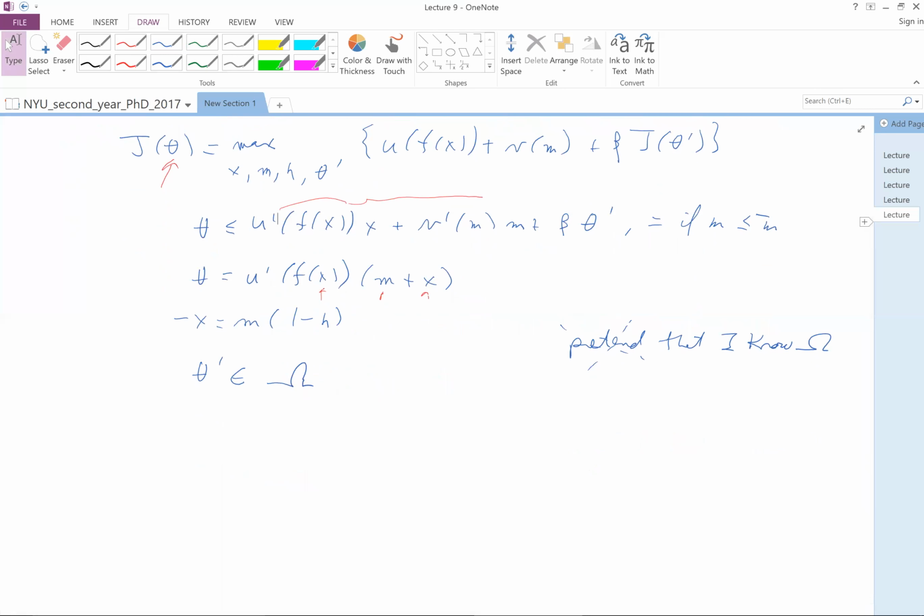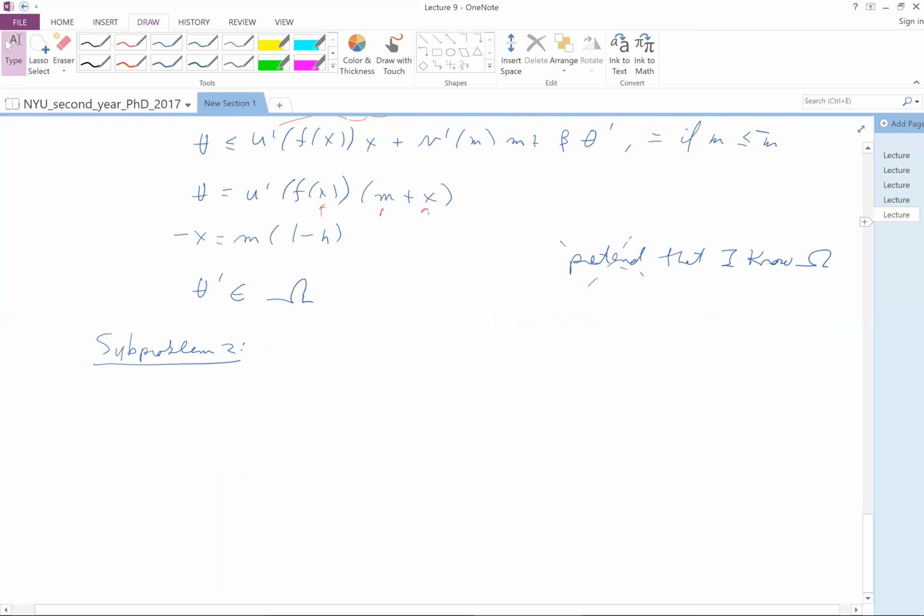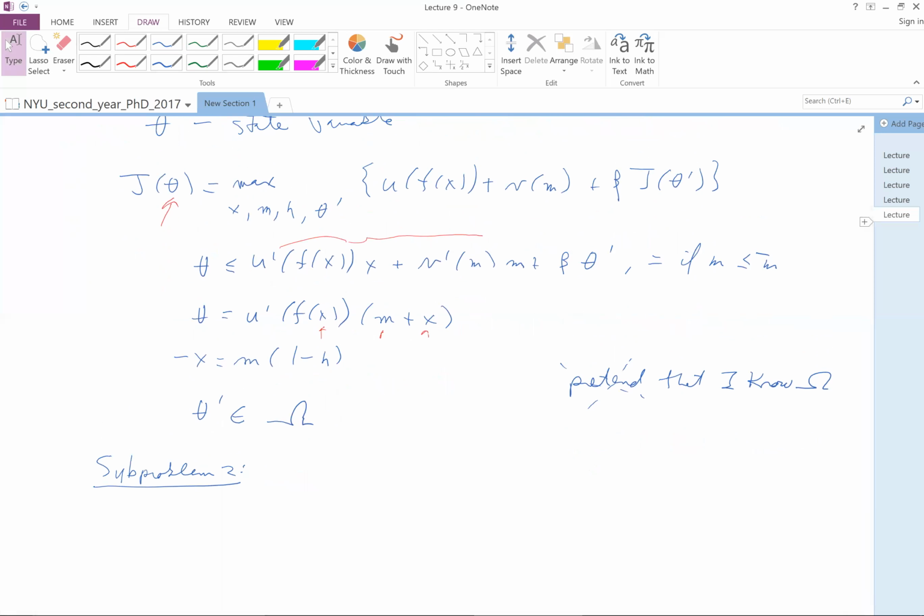Now, subproblem 2. Let me back up just a minute before I get to that. What this subproblem 1 is going to imply is a set of policy functions. So I'll just write like this. And these are going to be policy functions that apply for t greater than or equal to 1.